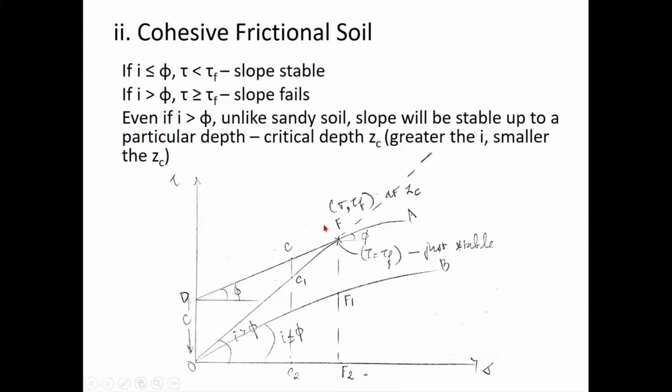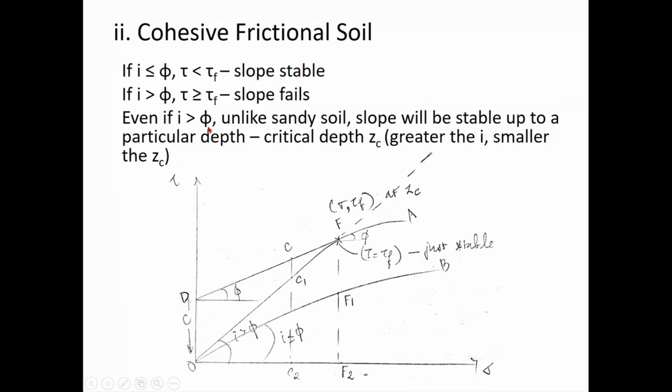So greater the i, smaller the Zc. What does that mean? If you keep on making your slope steeper and steeper, the height up to which you can build a stable slope will be lesser, isn't it? Because a flatter slope is always safer, obviously, and you can go for larger depths of slopes. But if your slope is steeper, greater the i, then obviously the critical depth is going to be lesser, isn't it? So greater the i, smaller the Zc, correct?